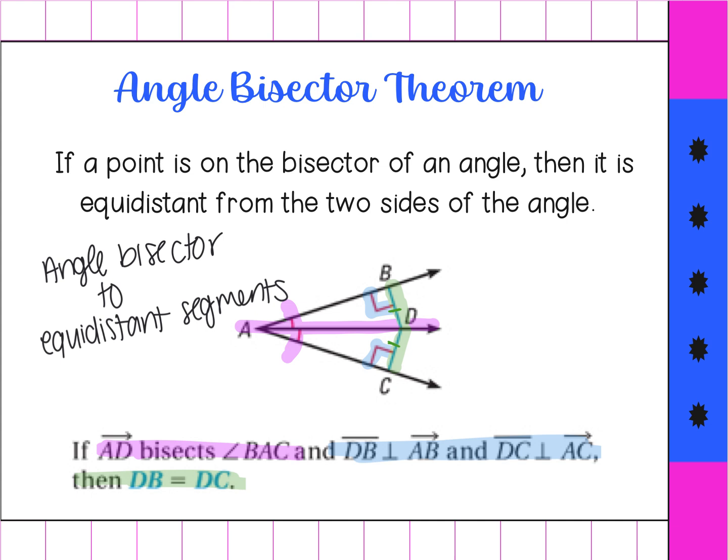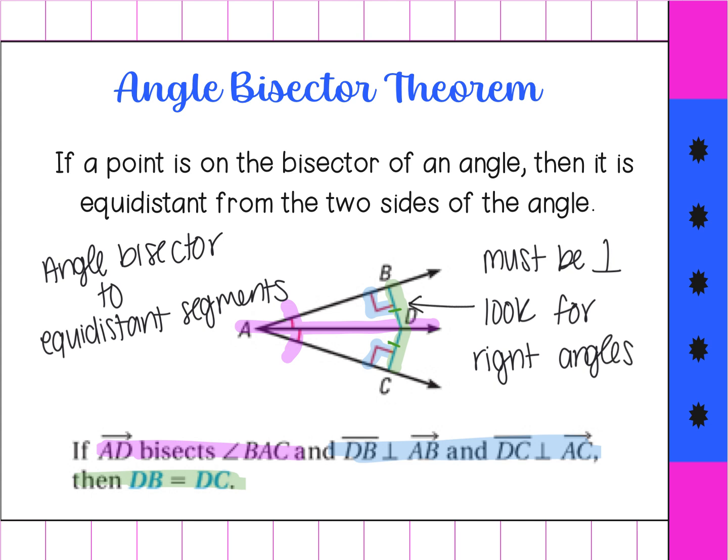Okay, keep in mind, in order for you to tell that your segments are congruent, they must be perpendicular. So you have to look for your right angles. Looking here, they're giving you those perpendicular symbols. So this is angle bisector theorem. You're going from your angle bisector to equal distance segments.